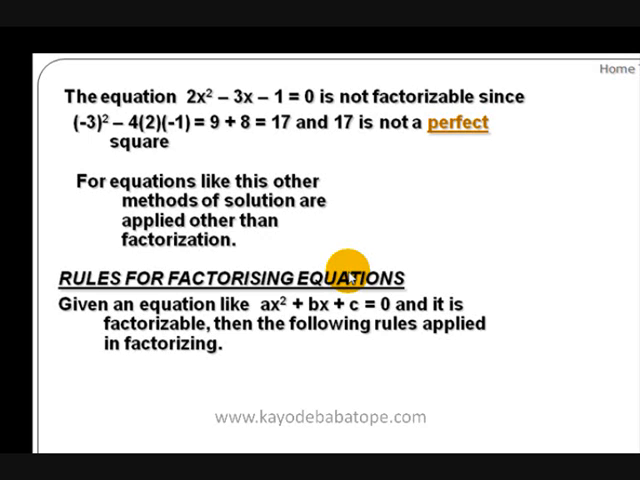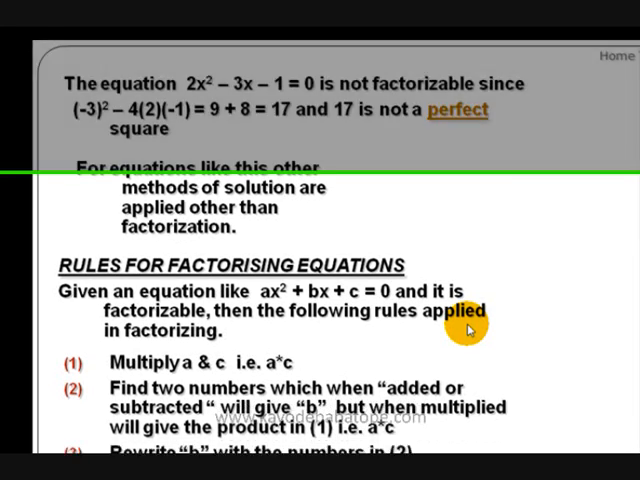Now, for quadratic equations that can be solved using the factorization method, let us look at the rules for factorizing the equations. When you are given an equation like ax squared plus bx plus c equals 0, and you confirm that this expression is factorizable after calculating the value of b squared minus 4ac, then the following rules are applied during the factorization.